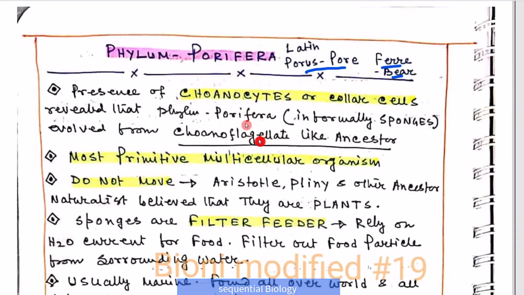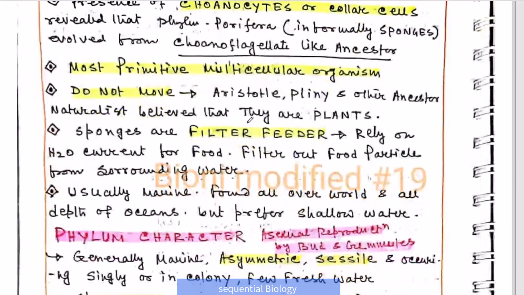This type of collar cell can also be seen in Cnidaria and a few Platyhelminthes. The representatives of this phylum are the most primitive multicellular organisms, and they do not move.